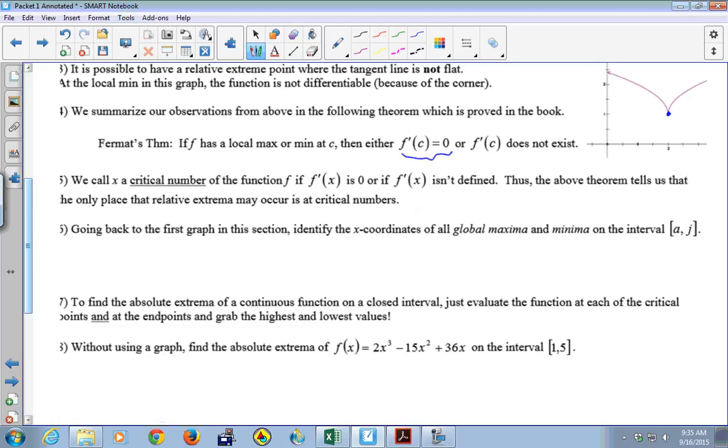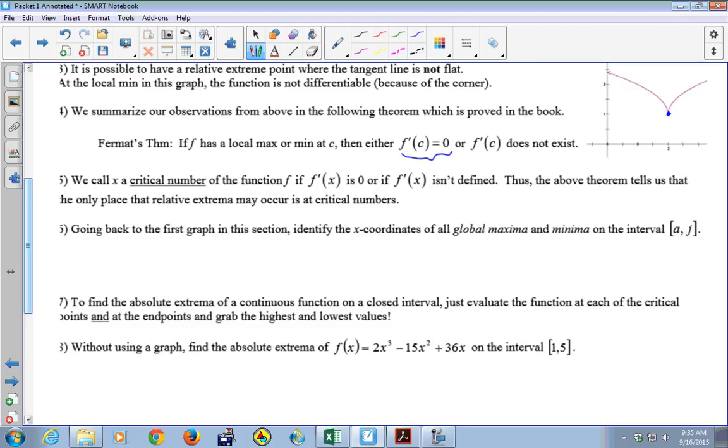We call x a critical number of the function f if f prime of x equals 0 or if f prime of x is undefined. Okay, so we look for places where f prime of x is 0 and where f prime of x is undefined, and it tells us that the only place a relative extrema might occur is at your critical numbers.